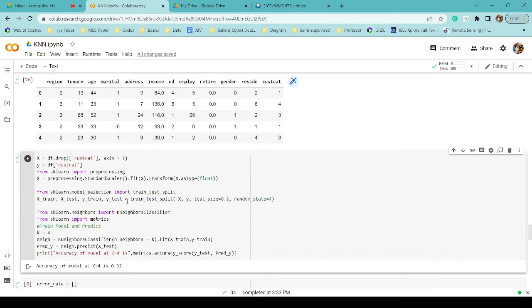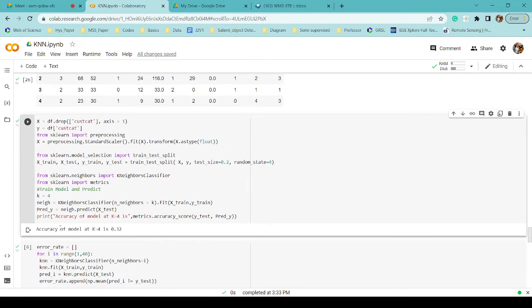Again, I'm making my model learn. I'm doing the train and test split, taking test size at 0.2. Test size at 0.2 means 80% of data I'm taking for training and 20% for testing. Now I'm calling the k neighbors classifier. These are the basic things which we have already seen. Now over here I'm training my model for k equals 4, and I want to see what my accuracy is when k equals 4.